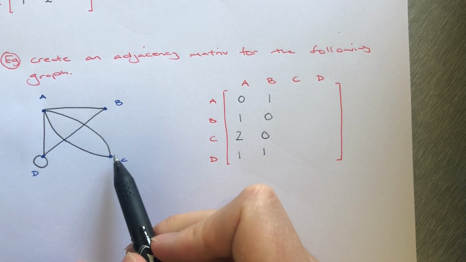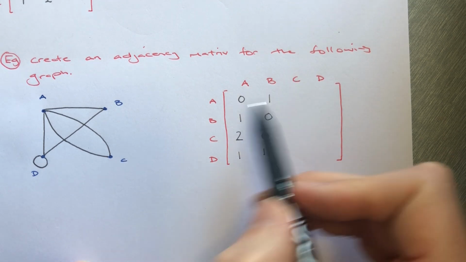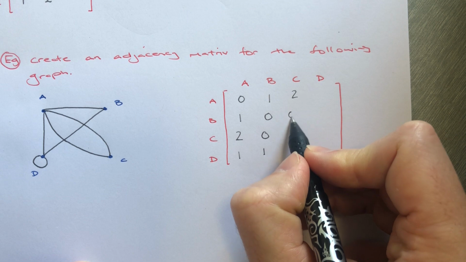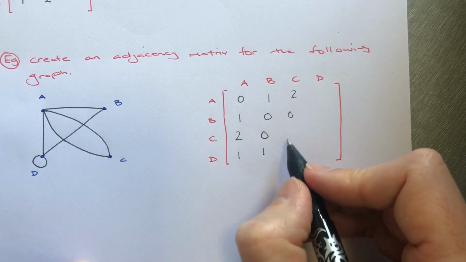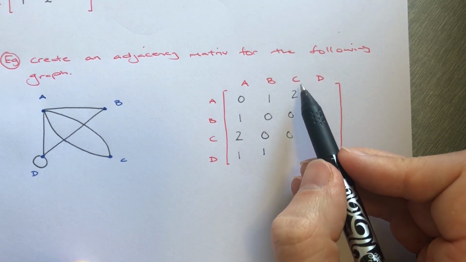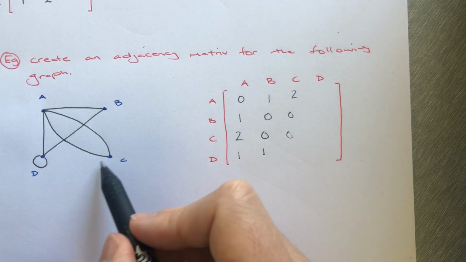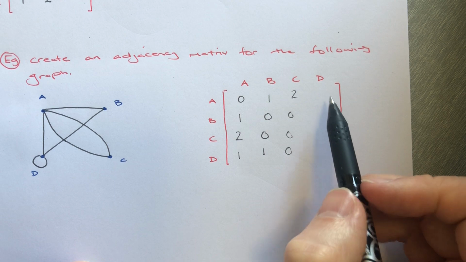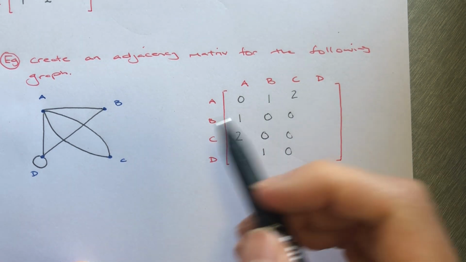Let's keep doing the next one. How many connect C to A? C to A, that's 2. How many connect C to B? That's 0. How many connect C to C? 0. And how many connect C to D? None go from C to D. There we go.